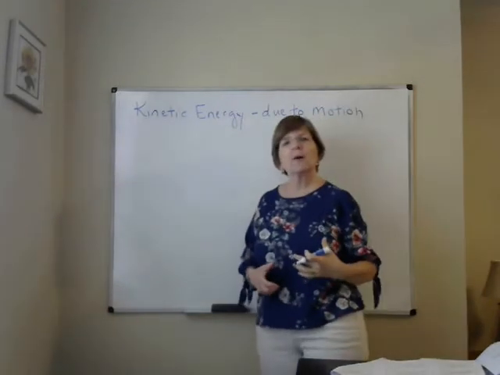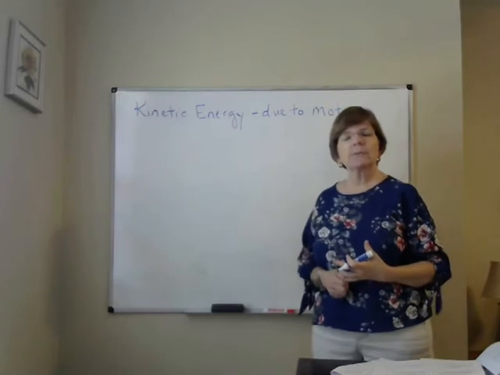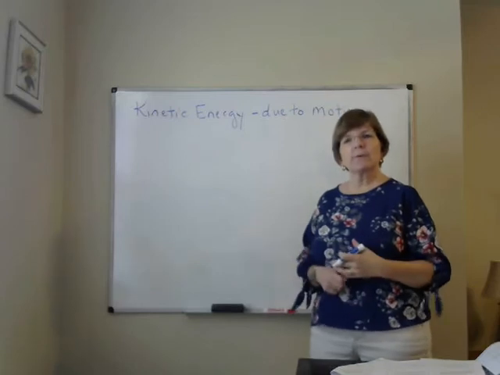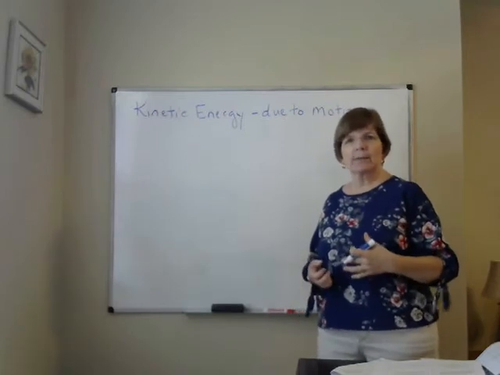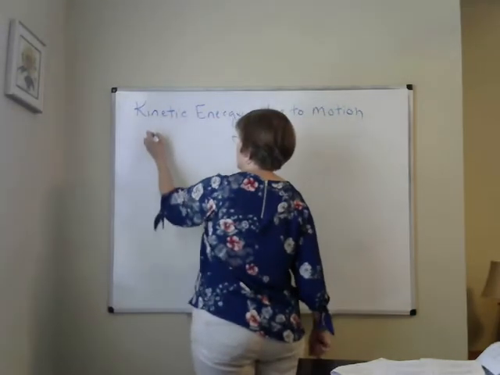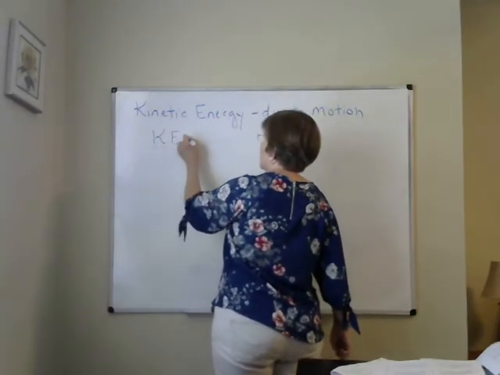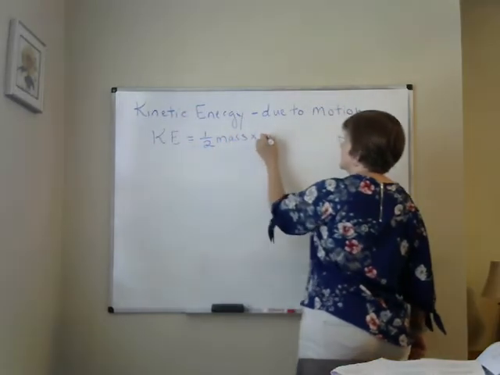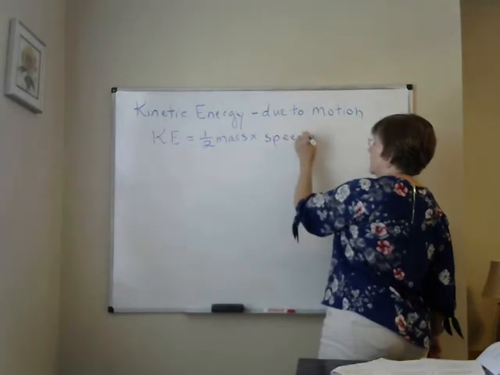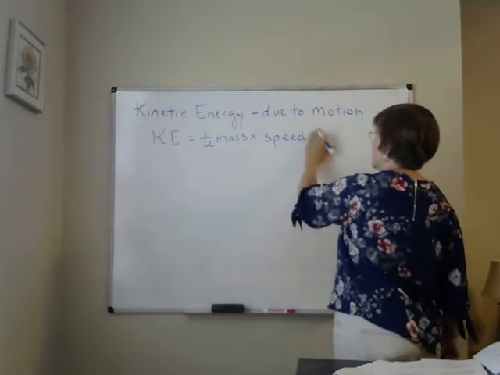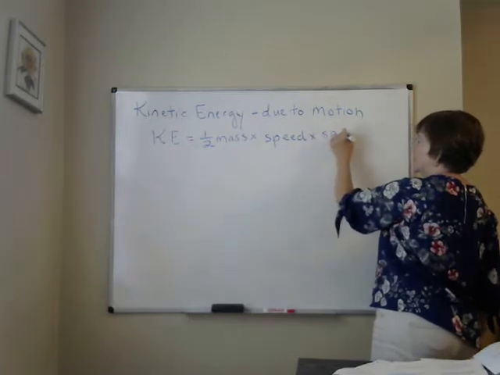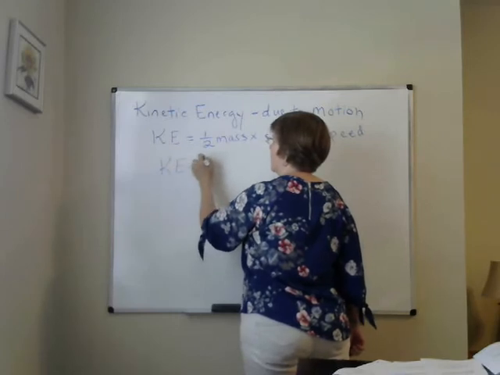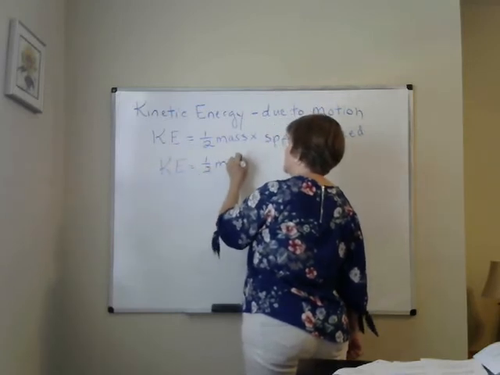It has one thing in common with momentum in that kinetic energy also depends on mass and speed. However, in our momentum formula, mass and speed were equally important. The formula for kinetic energy is 1/2 mass times speed squared. In other words, speed squared means speed times speed. Or it's usually written 1/2 mv squared.